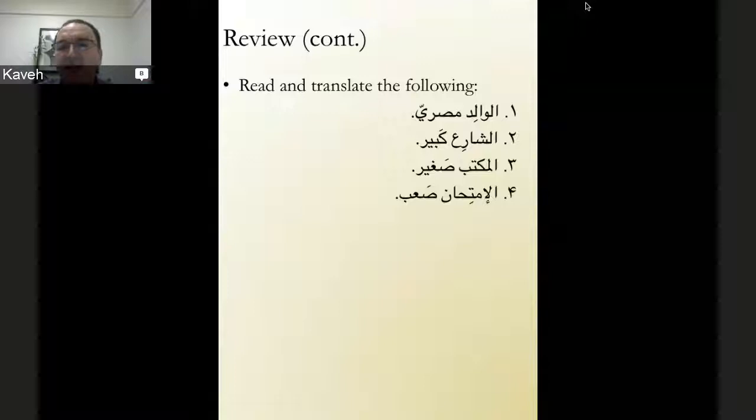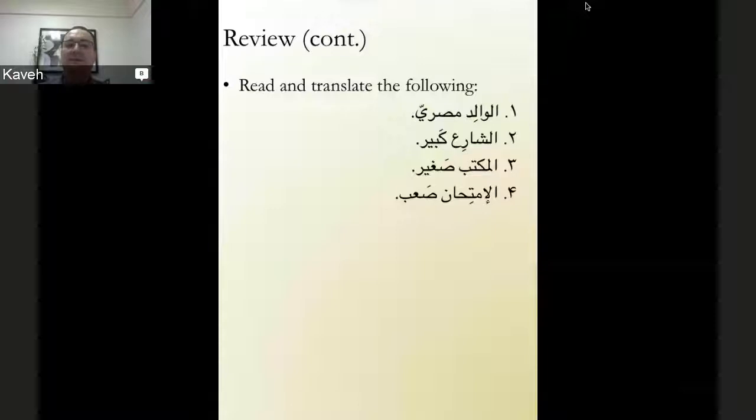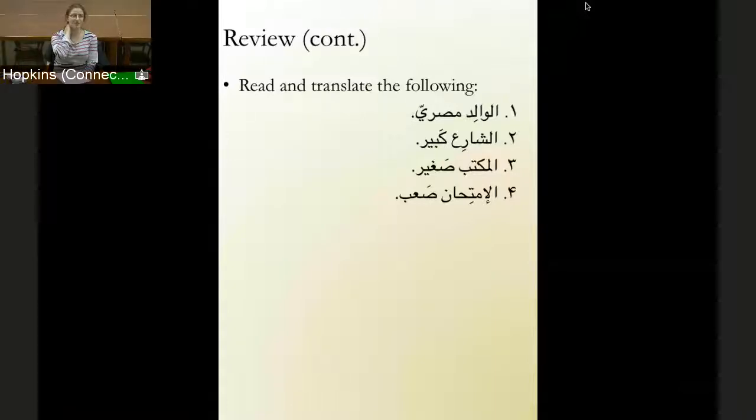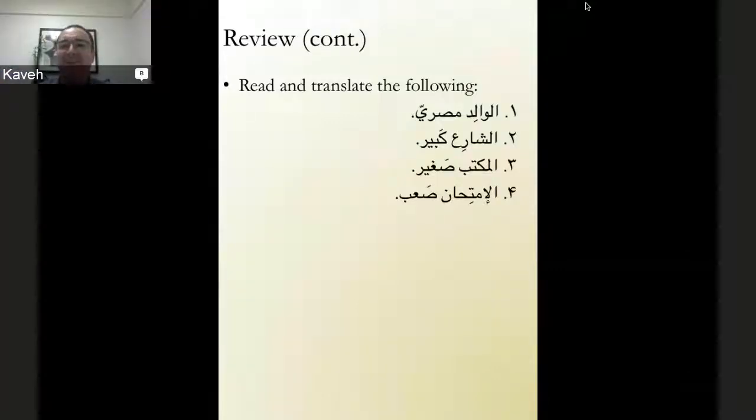That's just your alif, lam, alif ligature. Al-imtihan. Saab. Excellent. Does anyone know what that means? I think maybe it's a hard test. Or the test is hard. Close with those. The test is hard. Al-imtihan saab. Very nice. All right.